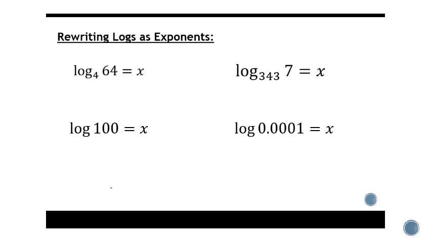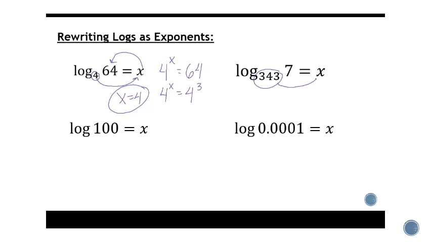Okay, so remember from class we have that looping technique. So we start at our base, we loop around to the exponent, and then around to the value. So we can rewrite this as 4 to the x power is equal to 64. But we know that 64 can be rewritten as 4 cubed, so we can then say that x is equal to 4.